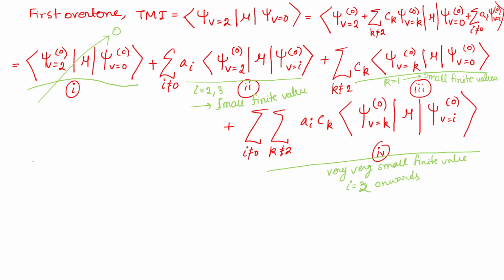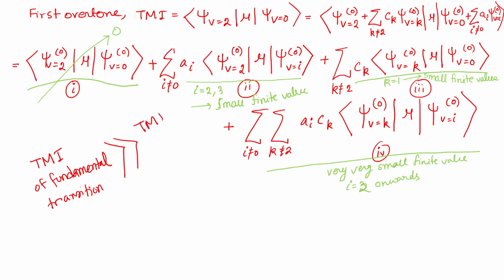Then what am I going to find out? I'm going to find out that the TMI of the fundamental is very much bigger than the TMI of the first overtone, right? So if my TMI is higher, as we were discussing earlier, intensity is the square of the TMI.